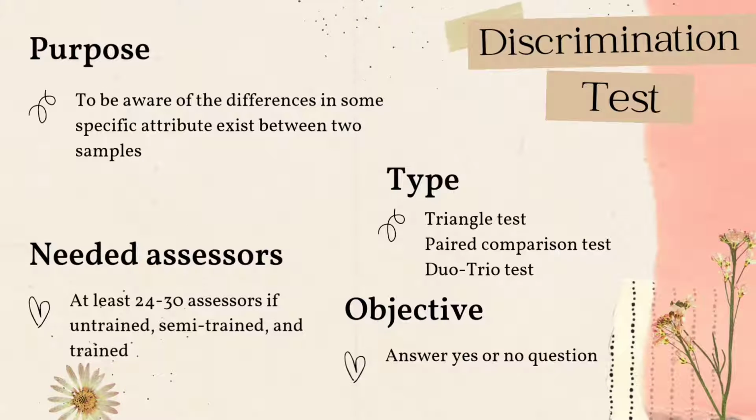In this test, the needed assessors or panelists could be untrained panelists, semi-trained, and trained. To use untrained panelists in discrimination tests, it should be at least 24 to 30 panelists. Trained panelists have been established by training and repeated tests, so the panel members could analyze food products through properly planned experiments, and their judgments are quantified by statistical analysis.